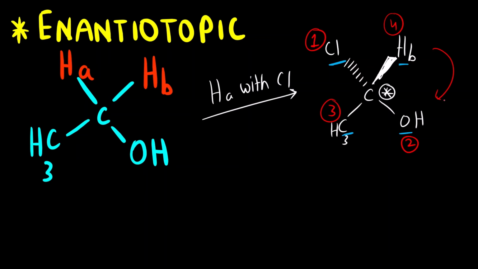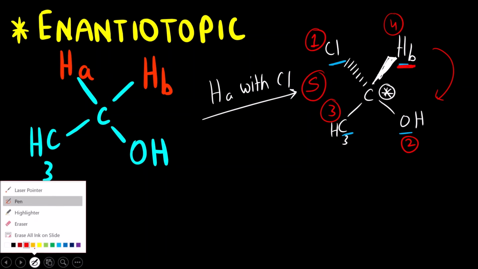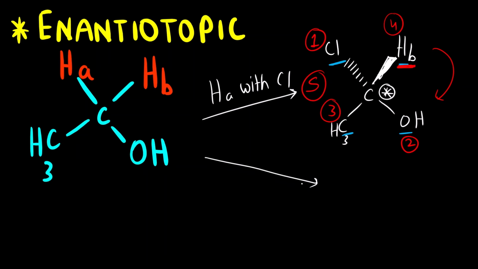Now 1, 2, 3: it is clockwise. But the fourth priority group is on the wedge bond. Clockwise should be R, but since the fourth priority group is on the wedge bond, this will become S. Similarly, we can do the same for the other atom, HB, replacing HB with Cl.